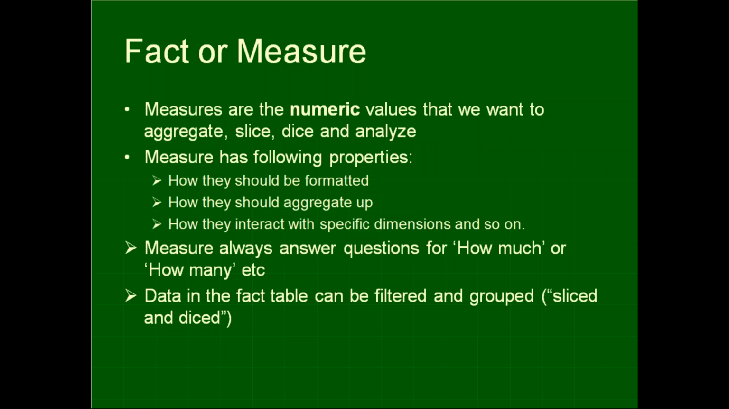So how should they aggregate up? Should I find the average amount, the total sales amount, minimum, maximum, something like this? And how are they going to interact with the specific dimension tables? The measure here is the sales amount. What is the sales amount in year 2012, what are the sales in location Hyderabad, and what are the sales for the product Lux. So I'm talking about how each measure interacts with each dimension.